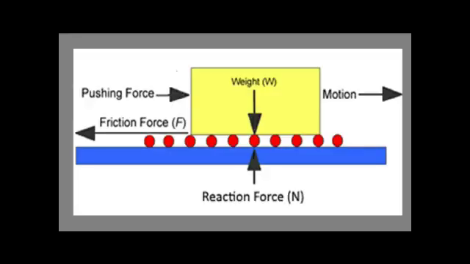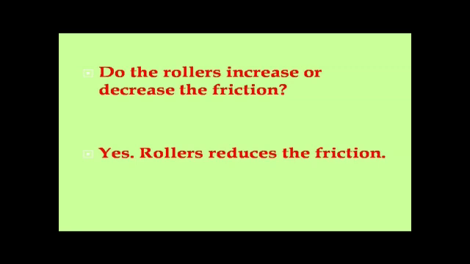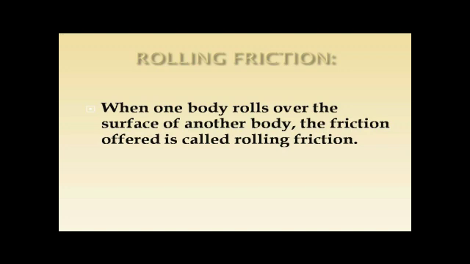When the book is moving on the pencils, it moves easily. Here, the pencils act as rollers. Do the rollers increase or decrease the friction? Yes, rollers reduce the friction. From these activities, we can define rolling friction as when one body rolls over the surface of another body, the friction offered is called rolling friction.